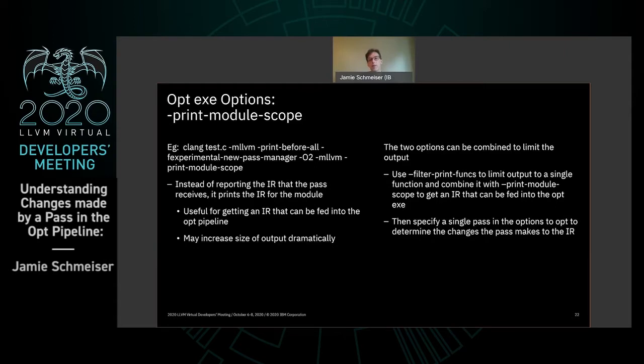The first option previously shown, filter print funcs, limits the amount of output to those passes acting on certain functions. The print module scope option ensures that the output is complete and can be used as input to the opt executable. The two options can be combined to get an IR that can be used as input to the opt executable for a specific function, which can then be brought up in a debugger or examined in other ways.